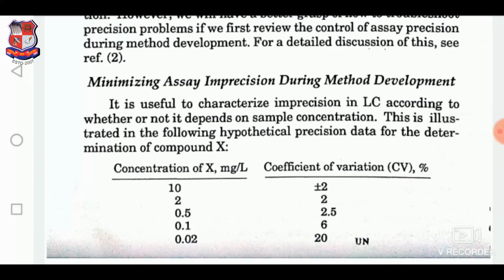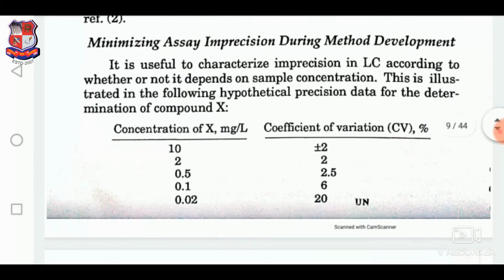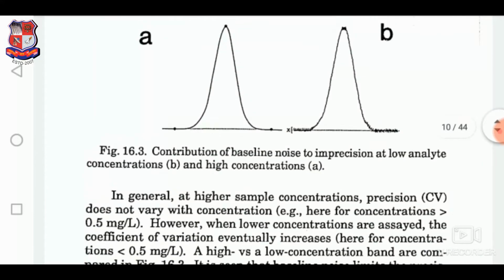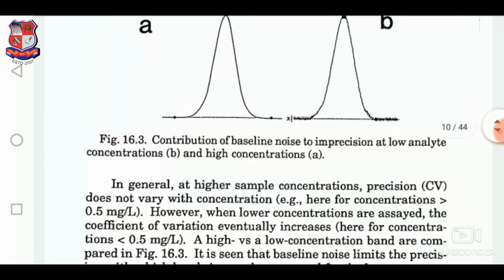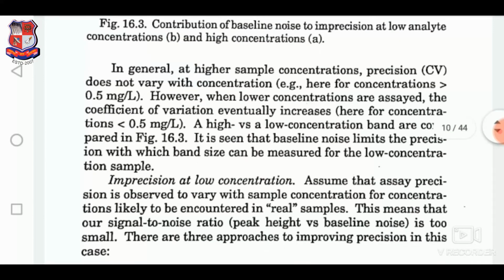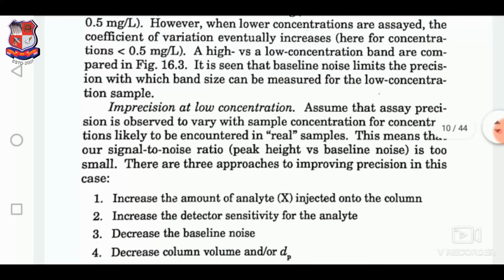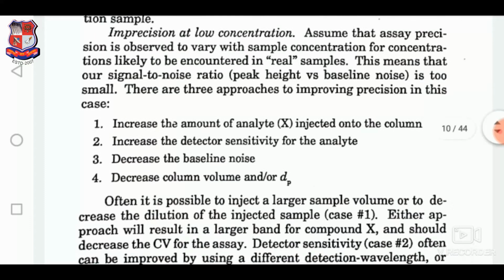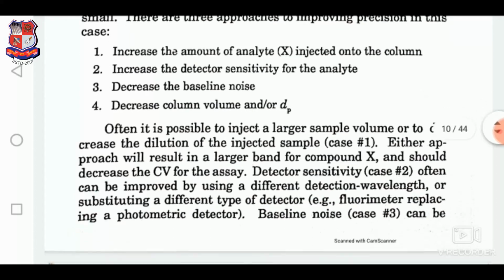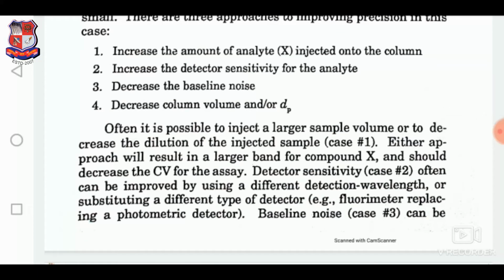So, minimizing assay imprecision during method development. Here are some contributions of baseline noise to imprecision, as you can see in the graph. So for imprecision at low concentration, we have three approaches: increase the amount of analyte, increase the detector sensitivity and decrease the baseline noise, and decrease the column volume or dP.